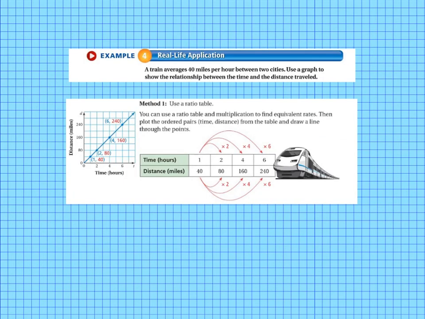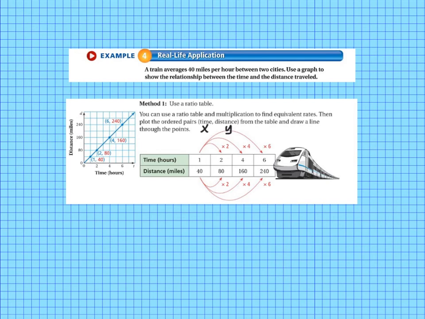Example 4 is our real-life application. A train averages 40 miles per hour between two cities. We're going to use a graph to show the relationship between the time and the distance traveled. Method 1, we can use a ratio table to make our graph. So it says you can use a ratio table and multiplication to find equivalent rates, then plot the ordered pairs, time, distance from the table, and draw a line through the points. So again, time is x, distance is y.